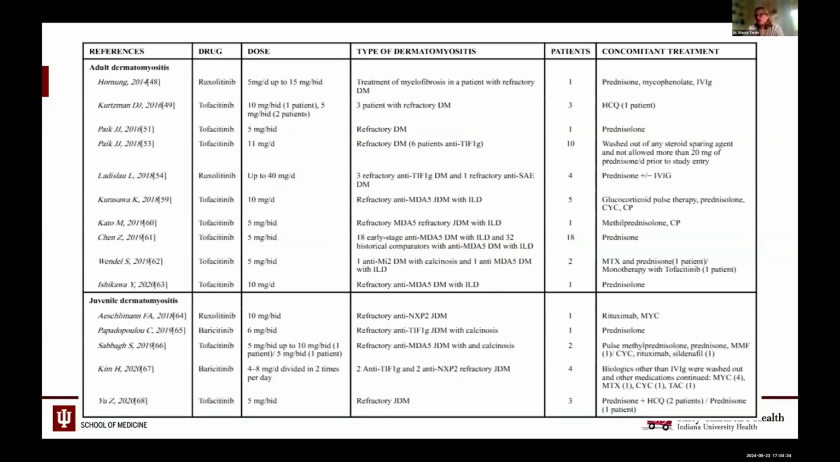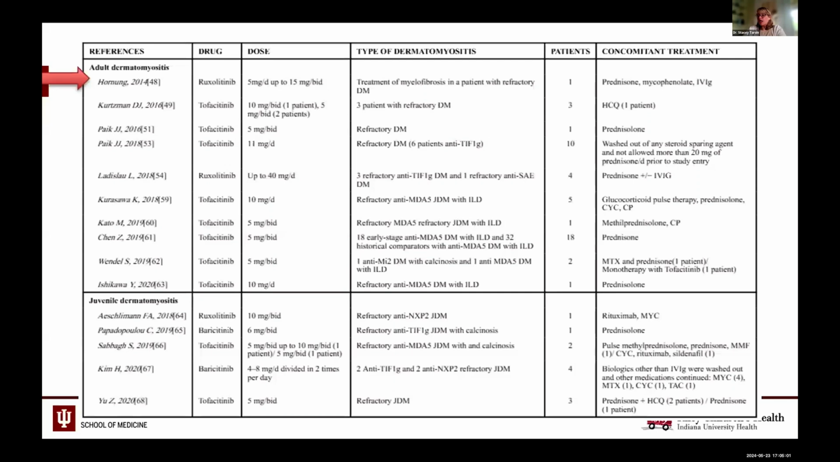The first case report using JAK inhibitors in dermatomyositis was published in 2014, nearly 10 years ago, in a patient with long-standing dermatomyositis who developed myelofibrosis and was treated with ruxolitinib, for which it was FDA approved. The myelofibrosis improved, but so did the clinical features of the dermatomyositis, leading to the premise that blocking activation of the JAK-STAT pathway with JAK inhibitors caused downregulation of the inflammatory cascade.